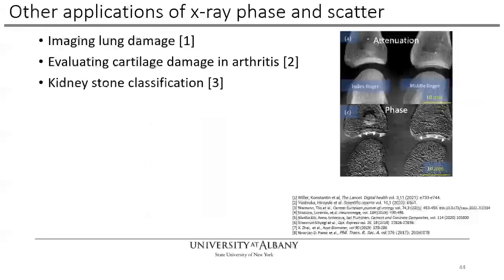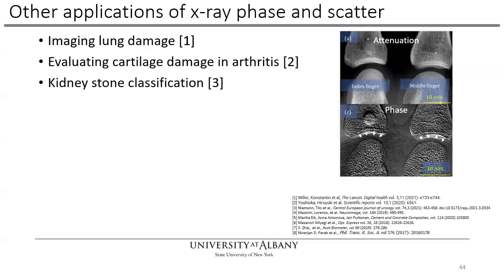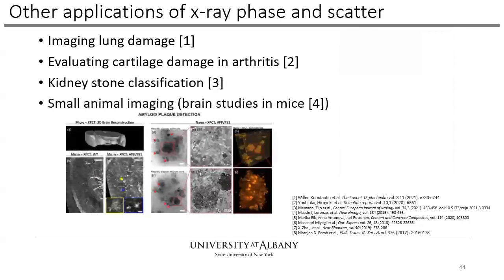Other applications I'll go through very quickly. Chest x-rays to determine lung damage, popular after COVID-19. The scattering in your lungs shows up as the small angle scatter, and a decrease in that tells you there's lung damage. There's studies of arthritis where the soft tissue, the cartilage, could be imaged with the phase contrast techniques. Kidney stone classification with the scattering off of different types of structures. Small animal imaging to enhance contrast. This was just a mouse model for Alzheimer's disease.